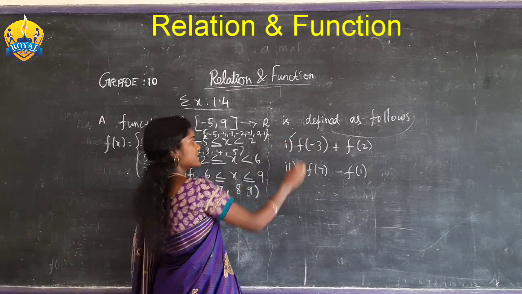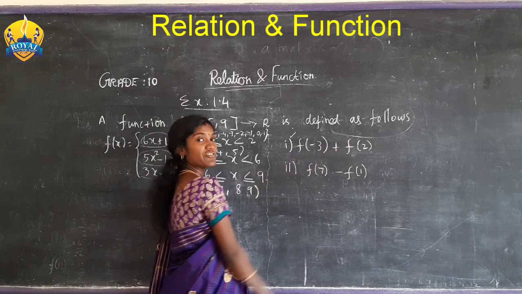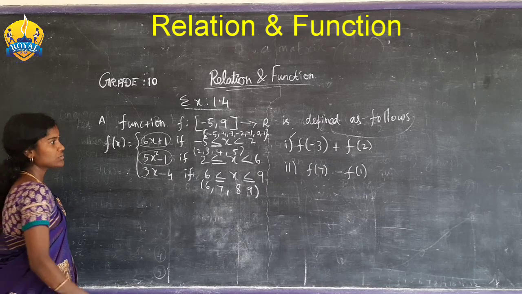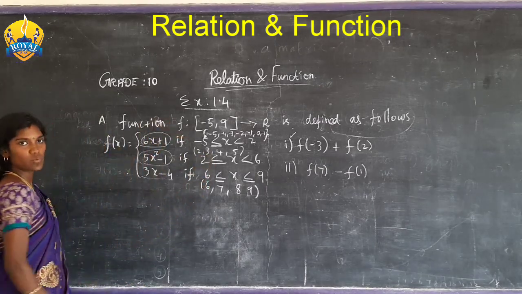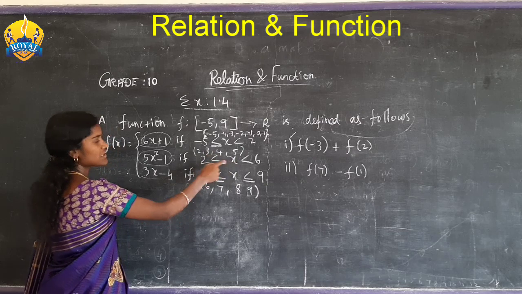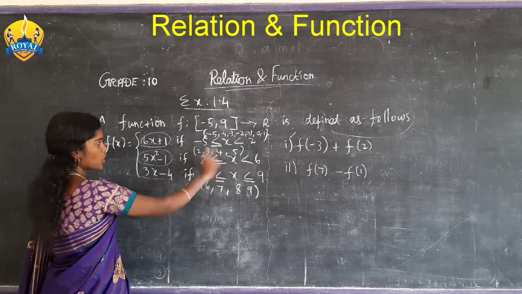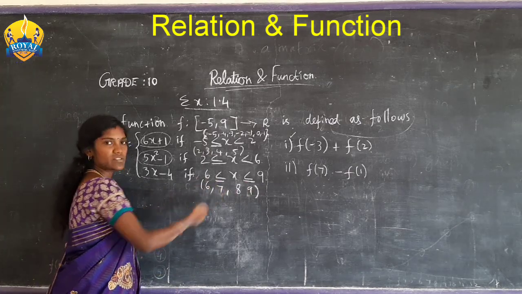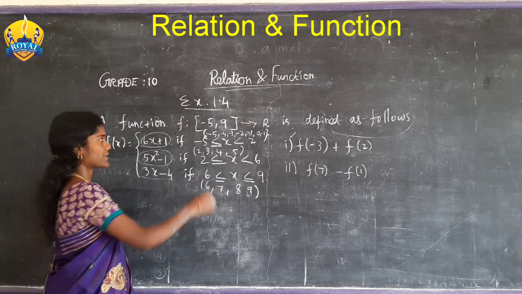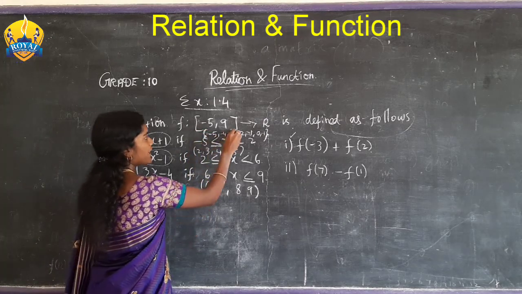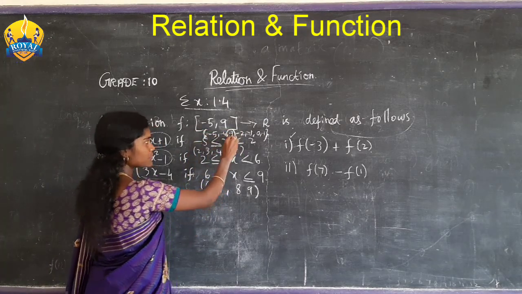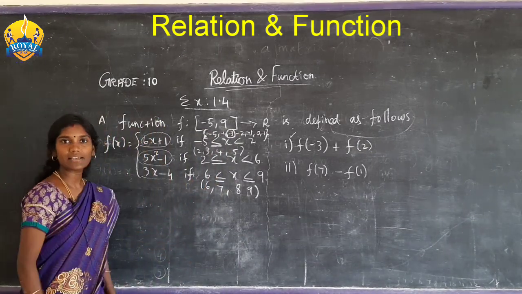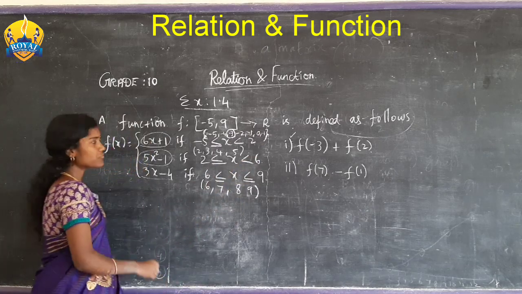The first one is f of minus 3 plus f of 2. For f of minus 3, which condition do we use? Here minus 3 is not in this section, and not in this section either. But in the first one, minus 3 is here. The x value belongs to this condition, so we use it to solve f of minus 3.